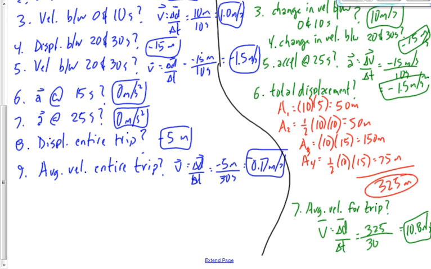So look, we had 2 graphs. They're exactly the same shape, exactly the same numbers. One of them had an average velocity of negative 0.17. One of them had an average velocity of positive 10.8. Why such a difference? Because they're completely different graphs, even though they look the same. Positions on the y-axis, velocities on the y-axis. We deal with them differently.